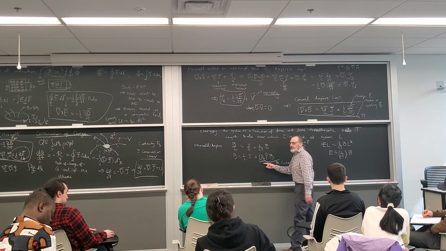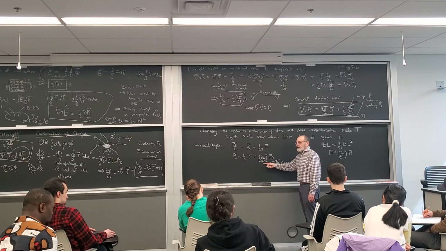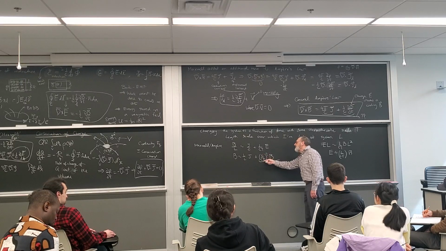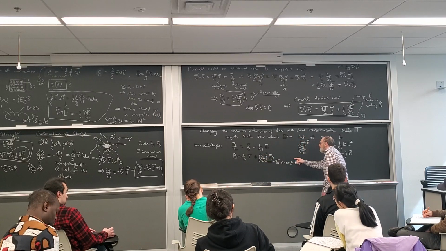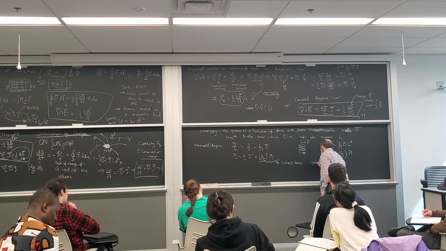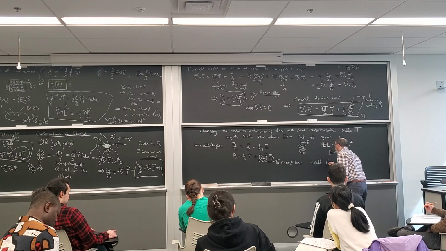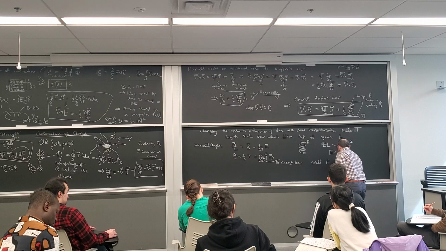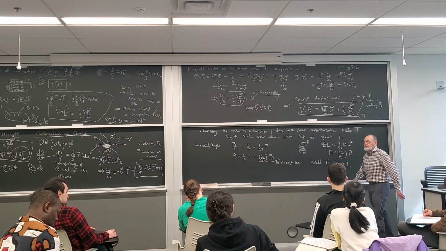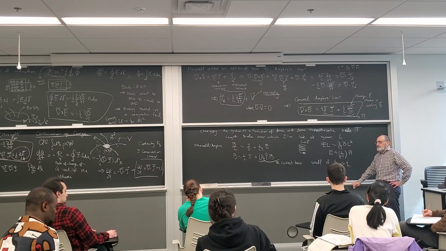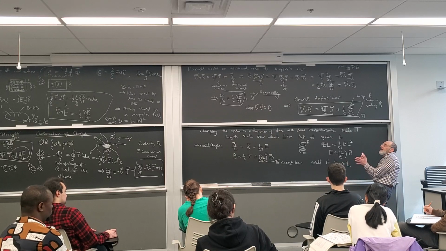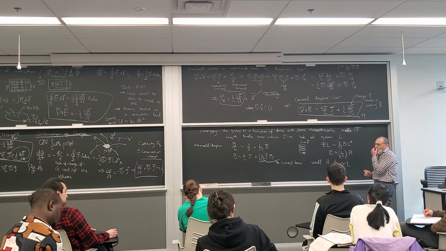That's been neglected. But what is that correction term? This is small if L over CT is much, much less than 1. We can think about that in many different ways.